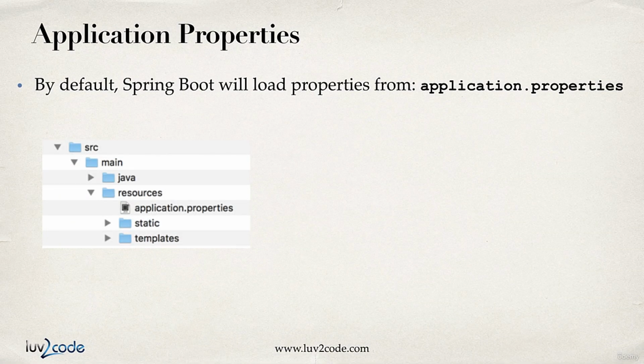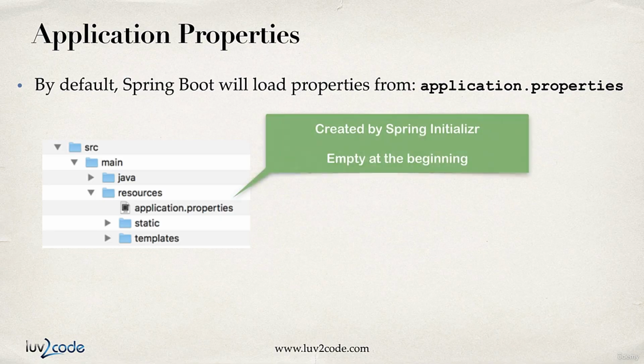All right, now moving ahead here, talking about application properties. By default, Spring Boot will load properties from a specific file called application.properties. This is a magic file that Spring knows about, and it'll look for it in the src/main/resources directory. This application.properties file is actually created by the Spring Initializr site when you create your project.